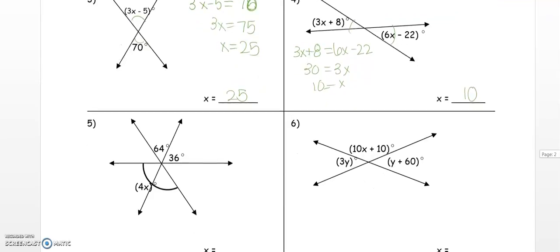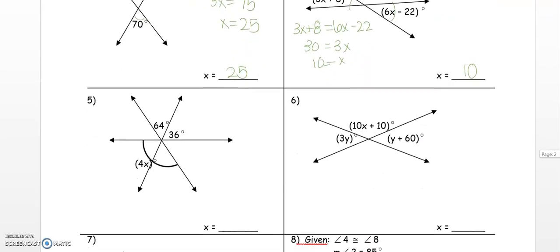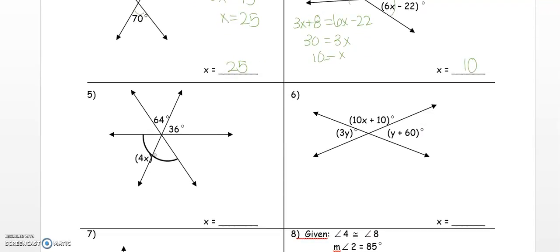These next couple, we're going to do them together, specifically because number 5 can get a little tricky. Same thing with 6, just with these diagrams. So with number 5, we are given this measure of 64. We're also given this measure of 36. 4x defines this entire angle measure.